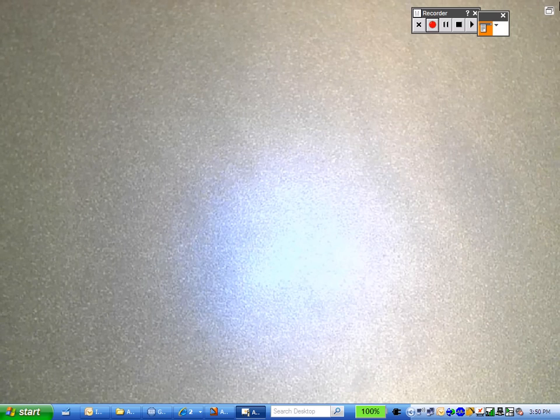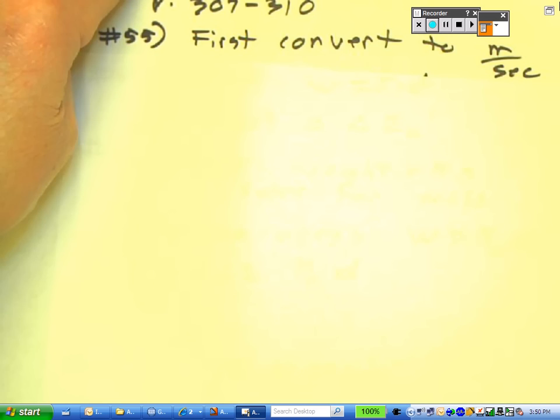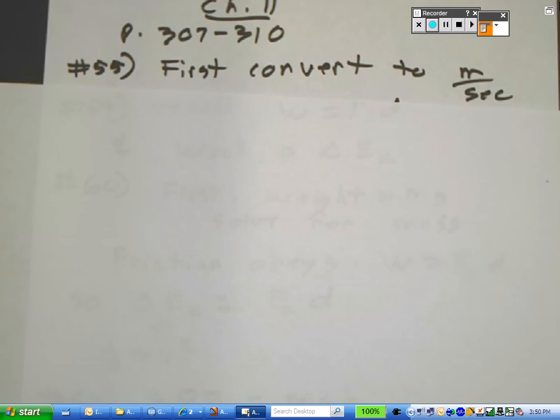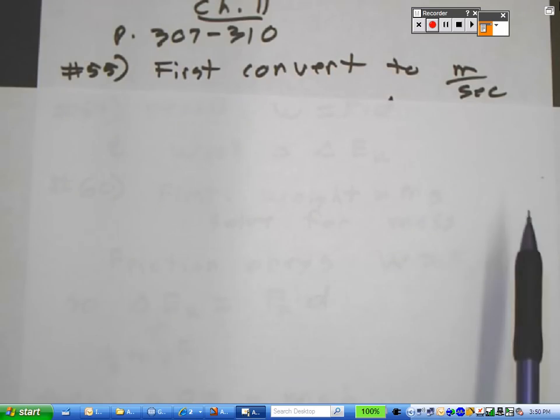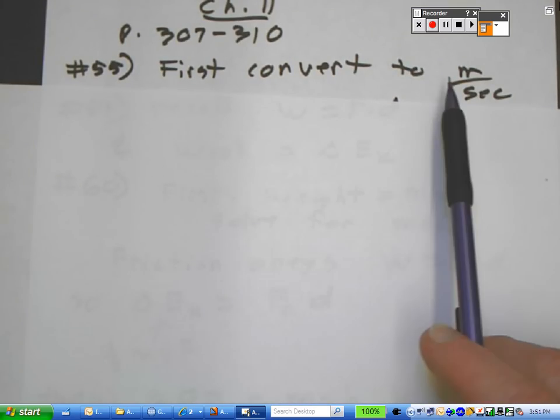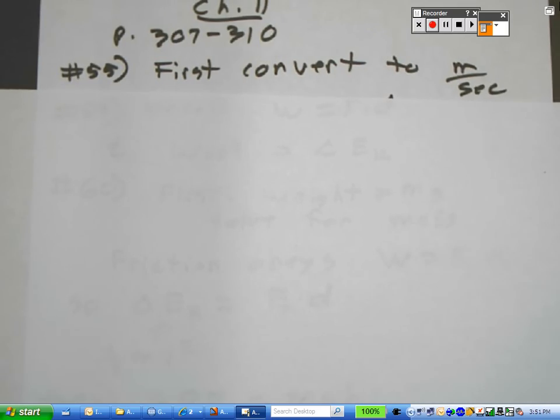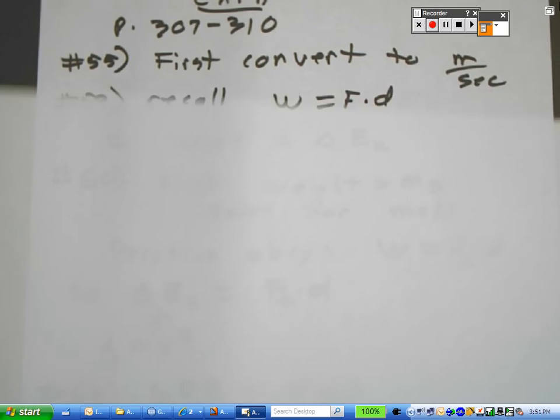Let's jump ahead to chapter 11, page 307 to 310, starting with number 55. The hint on number 55 to get you started is they give you kilometers per hour. Make it into meters per second. The rest of it should be easy to solve from there.